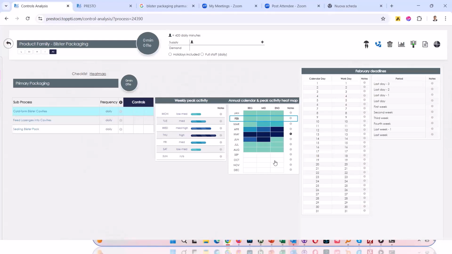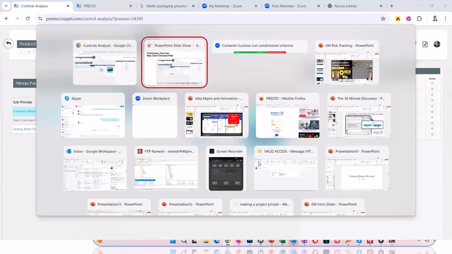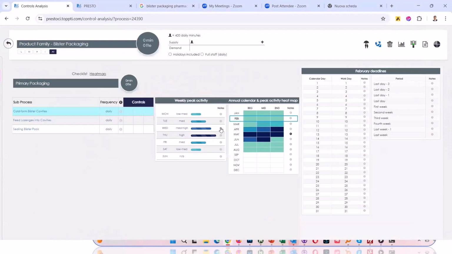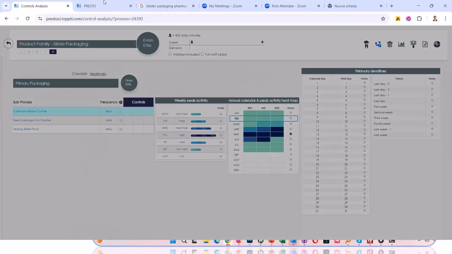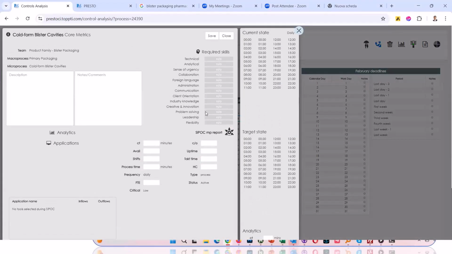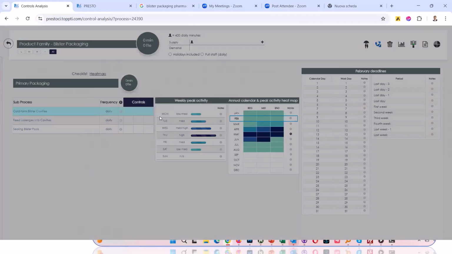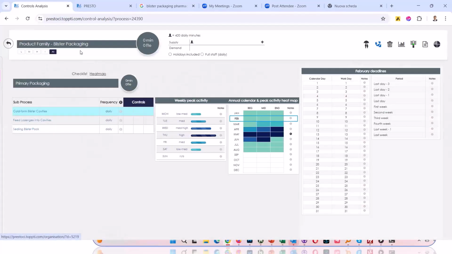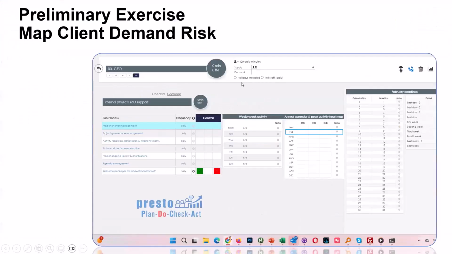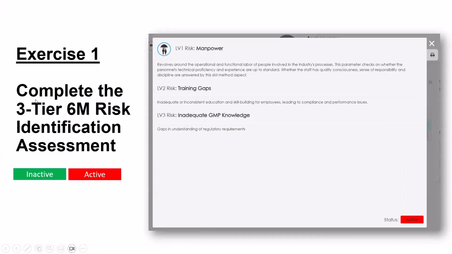Now, again, this is a preliminary exercise, but it's risk related because we're talking about the people that are going to be handling your risks. So I didn't want to go too much into that. There's a lot of things we could talk about there, including having them give you analytics on each of your processes, required skills, but that's for another demo. Let's talk about 6M. So exercise 1. Complete the 3-tier 6M risk identification assessment.